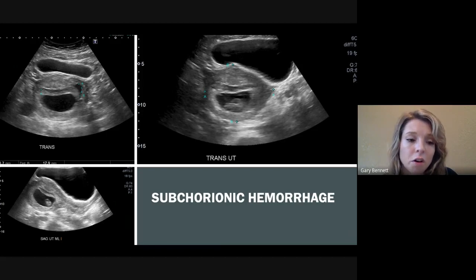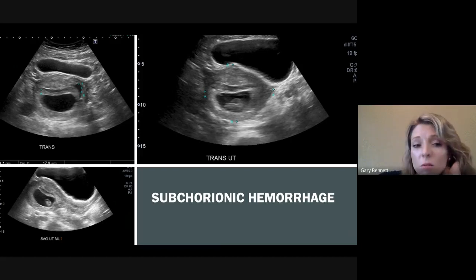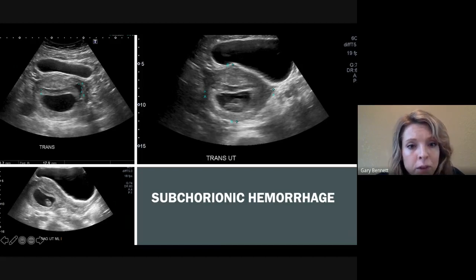Sometimes they don't. Sometimes they'll carry on, or sometimes they'll bleed a little bit, and then the subchorionic hemorrhage will grow, and that's when we're really worried about it. If the subchorionic hemorrhage is just sitting there, not changing, not growing a lot, there's a good chance they'll progress through the pregnancy with that hemorrhage without complications. But just talking about location of this.